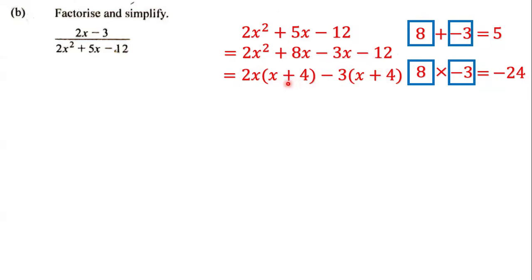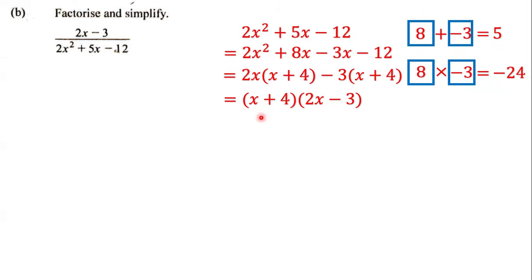And so notice that we have x plus 4 in this term, and we have x plus 4 in this term. That means that x plus 4 is a common factor of both of these terms. And so we factor out x plus 4. When we factor out x plus 4, what are we left with? Well, we are left with 2x minus 3. And so that is the factored form of the expression in the denominator.